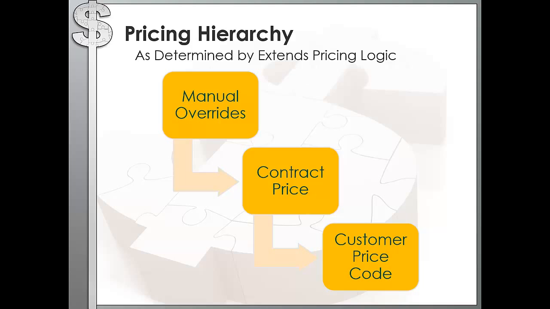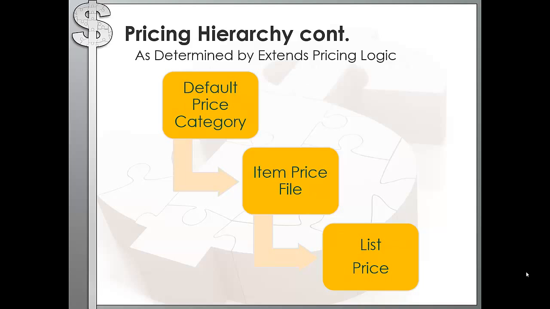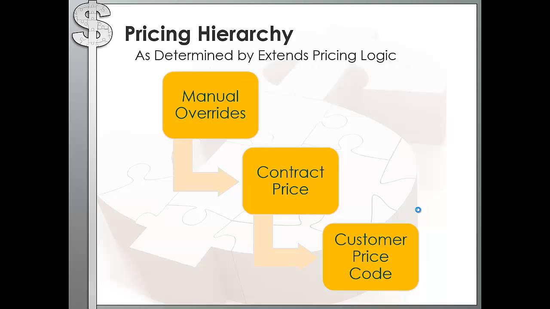Now, the actual item price that's used on an order is determined in multiple ways. It could be a manual override, it could be a contract, a rule in the item pricing file, such as a customer price code, or perhaps a default price category that we're going to use. Or finally, maybe there are no rules in the way and we use the list price of the item. But let's dig into these a little bit and discuss what exactly this hierarchy means.